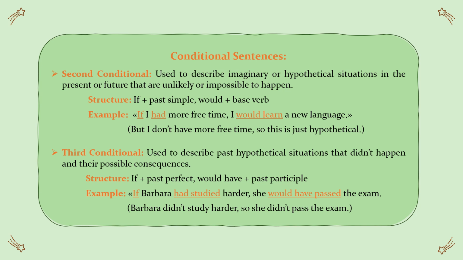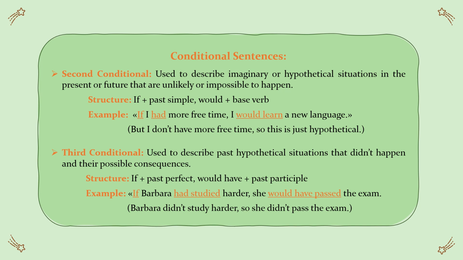Example, if I had more free time, I would learn a new language. But I don't have more free time, so this is just hypothetical. Third conditional, used to describe past hypothetical situations that didn't happen and their possible consequences. Structure, if plus past perfect, would have plus past participle.